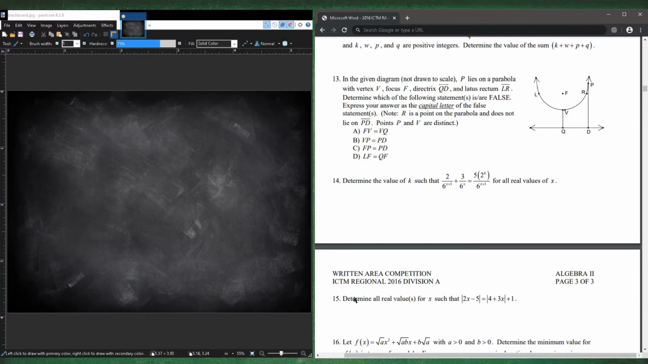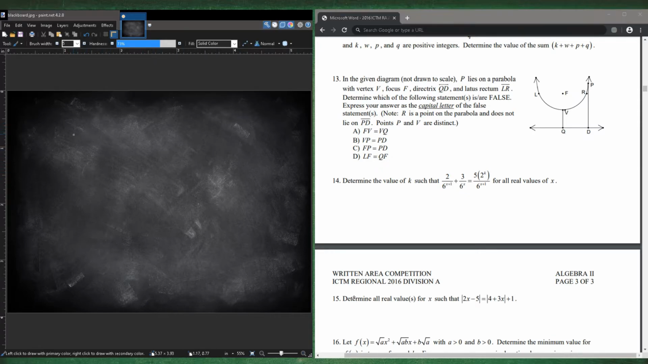Number 14, determine the value of k such that 2 over 6x plus 1 plus 3 over 6x is equal to 5 times 2 to the power k over 6x plus 1 for all values of x, such that if you put anything in for x it's always going to be true. Okay, so we have 2 over 6x plus 1 plus 3 over 6x. So we want to make 6x plus 1 on the bottom, right?